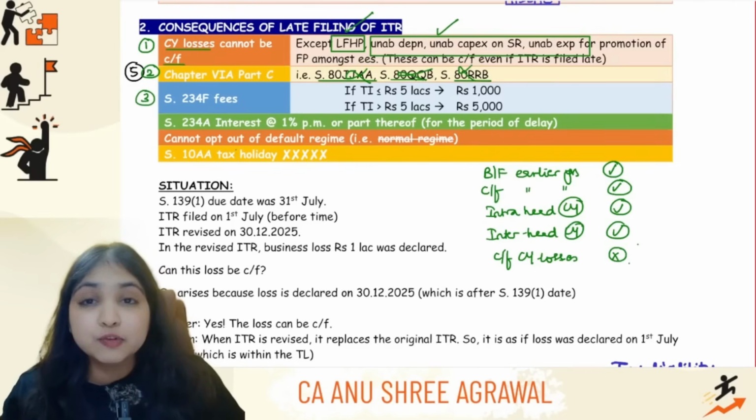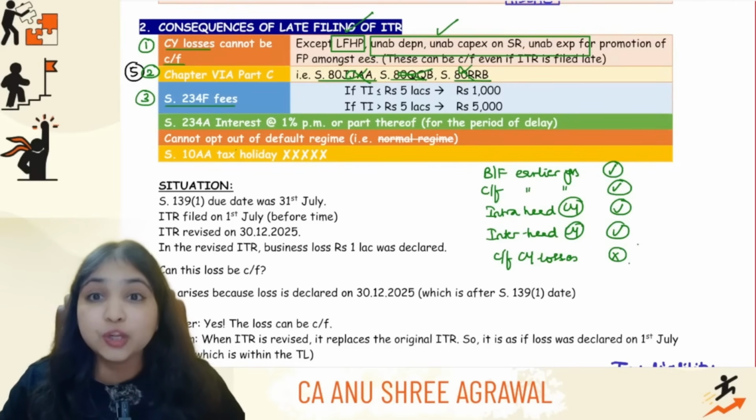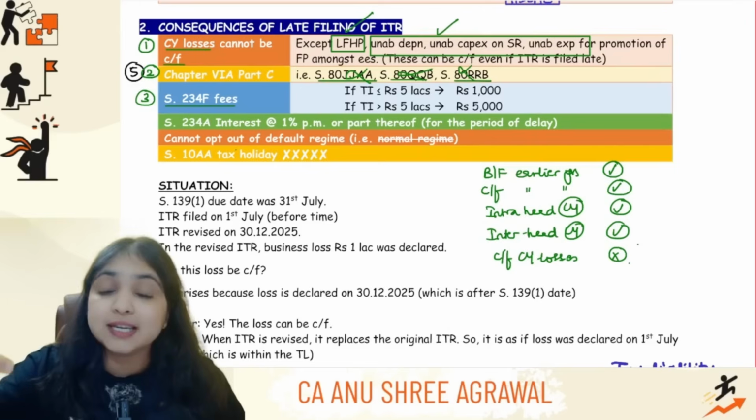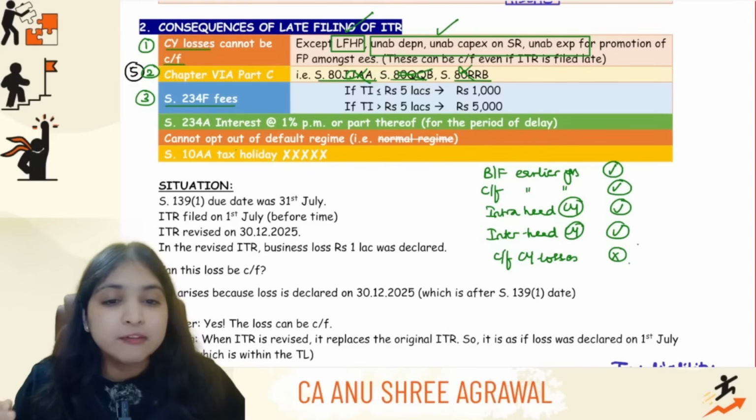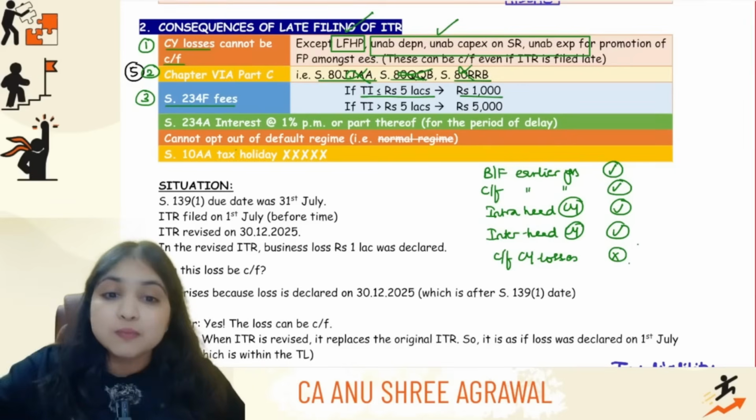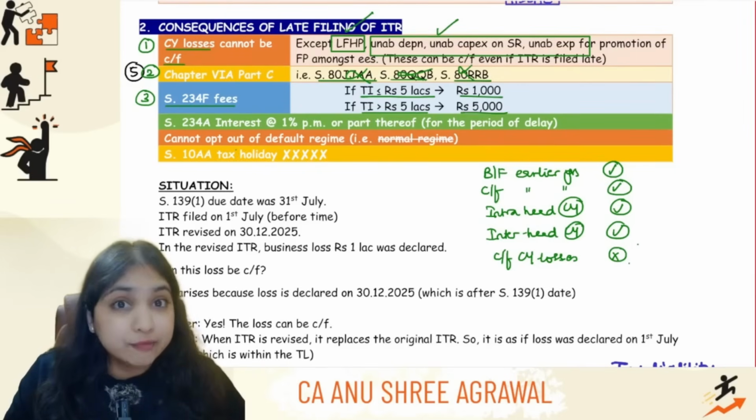Then point number 3, if you file ITR late, you will have to pay section 234F fees. How much is the fees? It depends upon how much is your total income. If total income is up to 5 lakhs, the fees is going to be 1000 rupees. If total income is more than 5 lakhs, then the fee is going to be 5000 rupees.